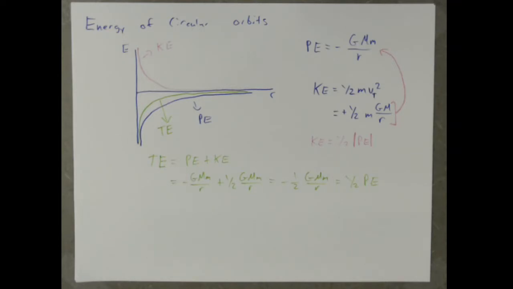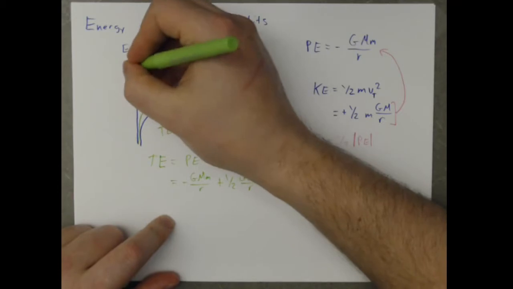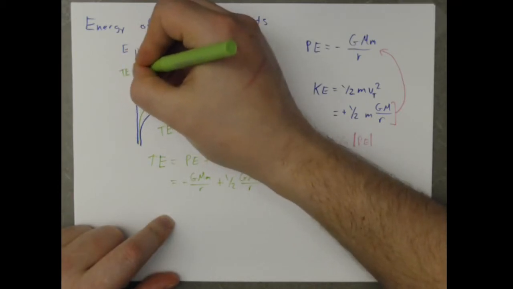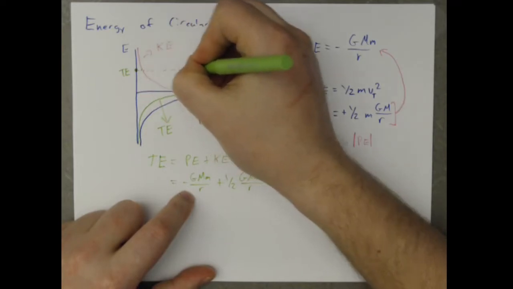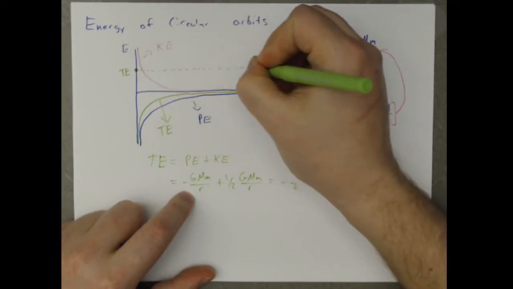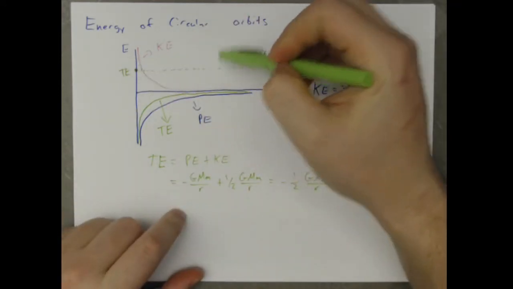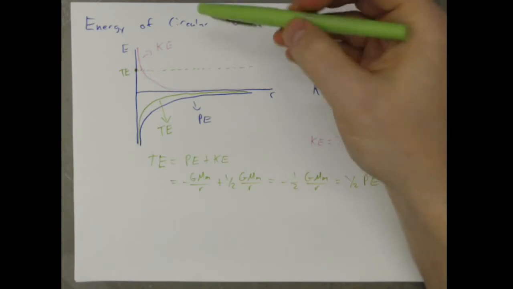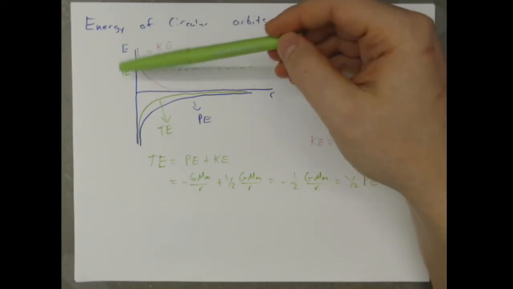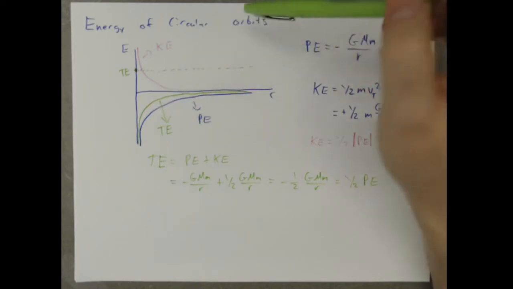So you might ask, well, what if my total energy is all the way up here? If you say you have this amount of total energy, you're not in a circular orbit. So if you go through and do a calculation and you realize that your total energy is greater than 0, then you're not orbiting.